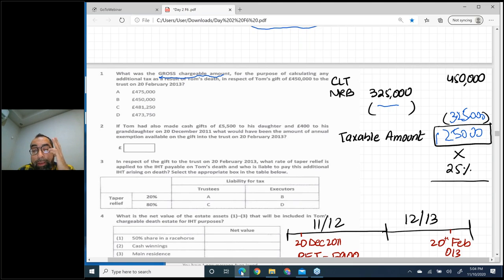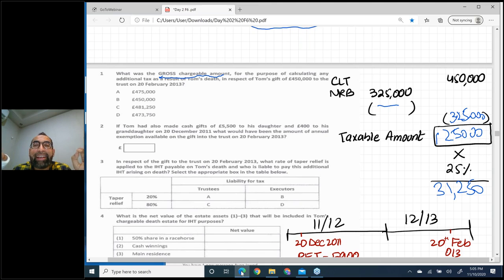Now what's the tax rate on this excess amount? As the donor is paying the first installment, it is 25%. So 125,000 times 25% is 31,250. This is lifetime IHT on CLT.